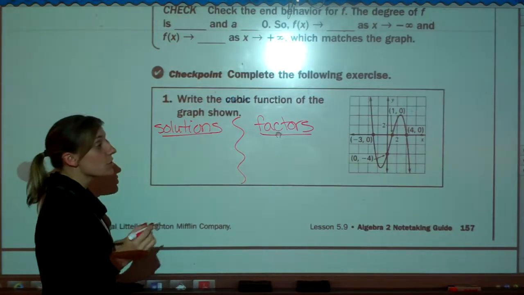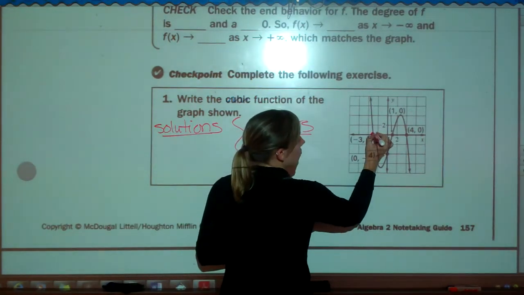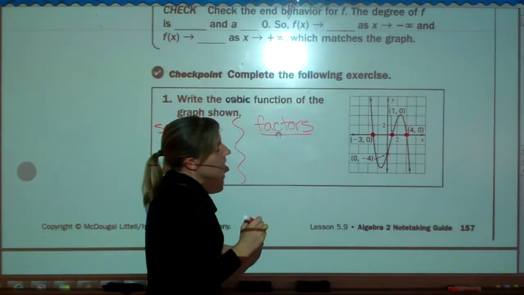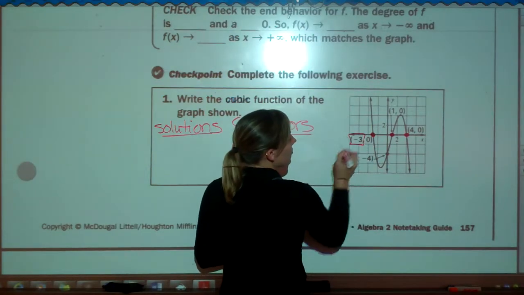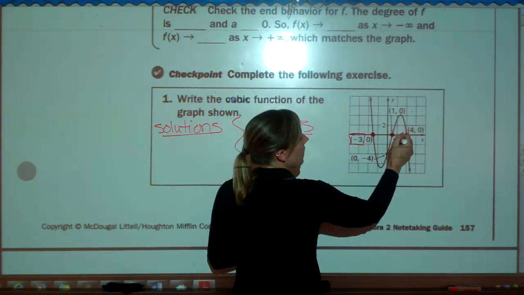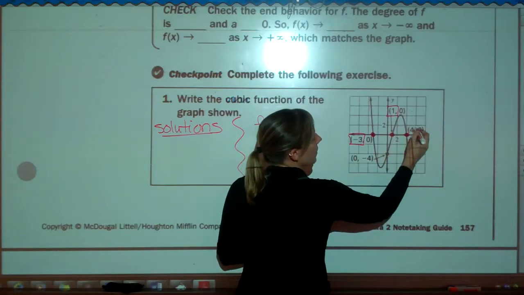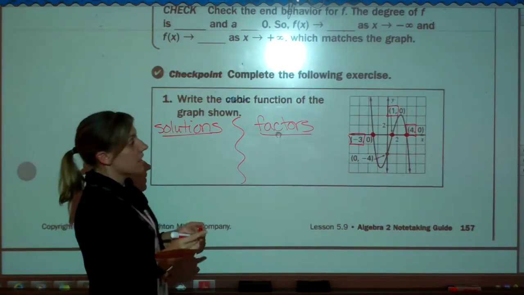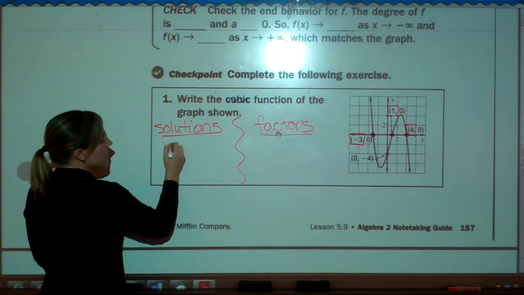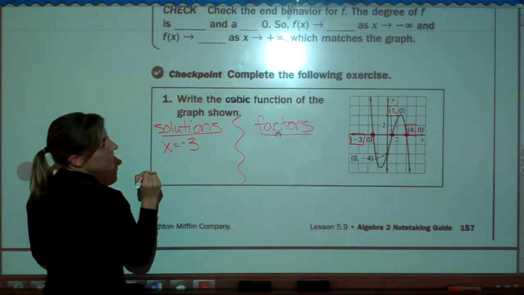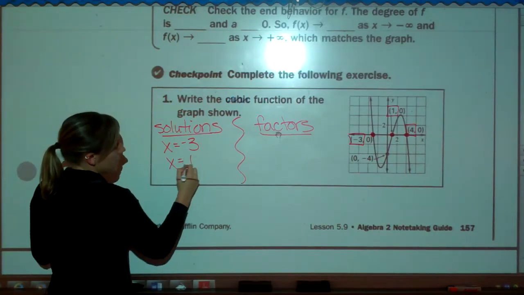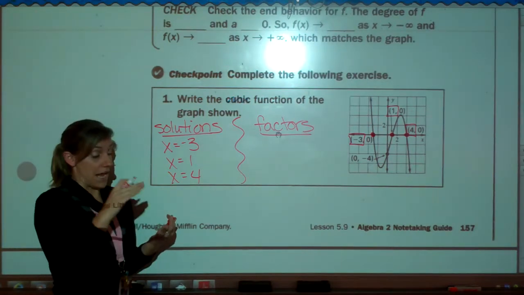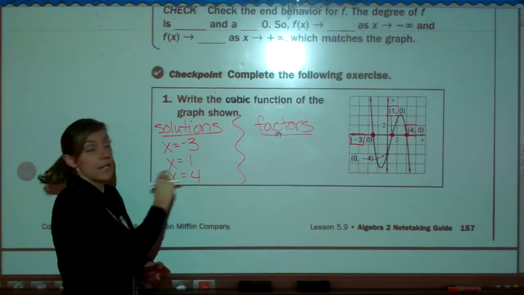Okay? So the solutions are where we cross. So it looks like we're crossing here, and here, and here. So the numbers are -3, 0. That's where that one's crossing. This one's crossing at 1, 0, and this one's crossing at 4, 0. So the solutions, it crosses 3 times, are -3, and +1, and positive 4. So if we were to factor this and solve it, we would get those three answers.